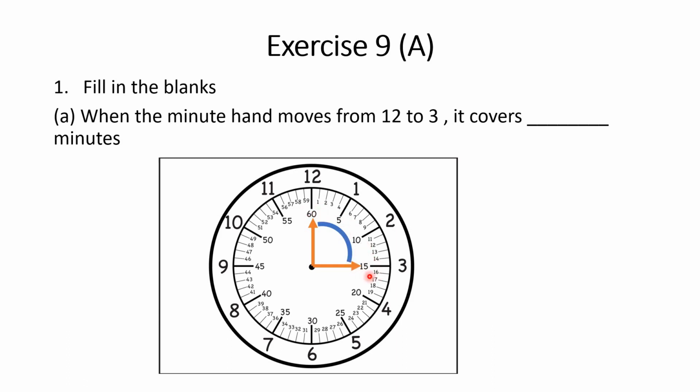So therefore, when the minute hand moves from 12 to 3, it covers 15 minutes. So these are 1, 2, 3, 4, 5, 6, 7, 8, 9, 10, 11, 12, 13, 14, 15. When it has come to 15, it has come to 3, and the question is from 12 to 3. That means from 12 to 3. So therefore, the answer is 15 minutes.